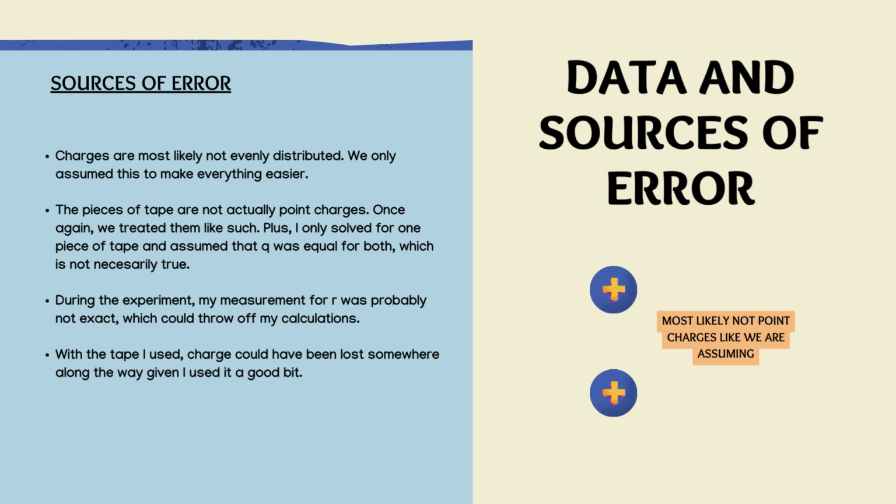And during the experiment, my measurement for R was probably not exact, which could throw off my calculations. And with the tape I used, charge could have been lost somewhere along the way, given I used it a good bit. Once again, as you can see, there are point charges to the right. That's most likely not really what they are.